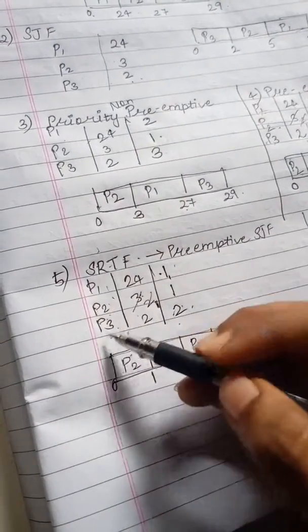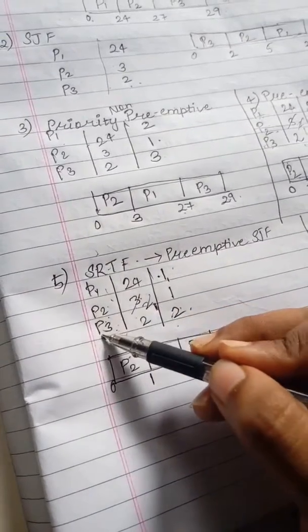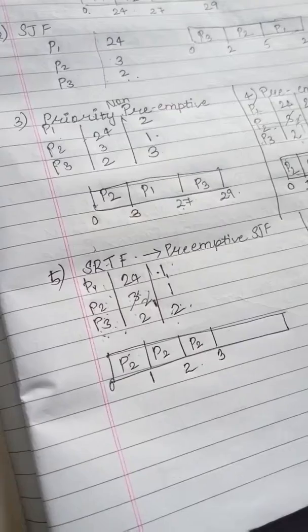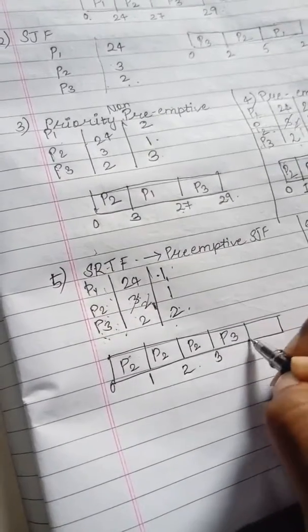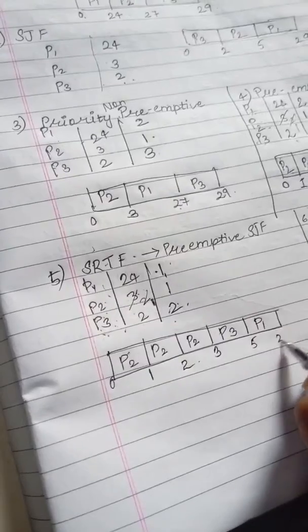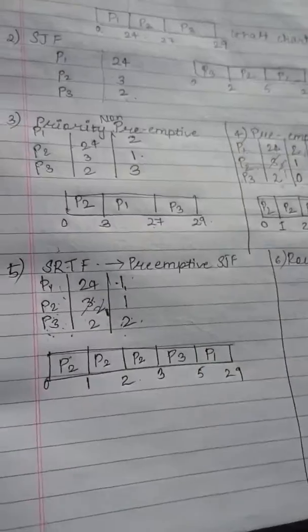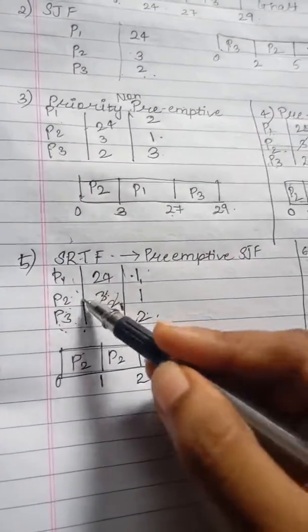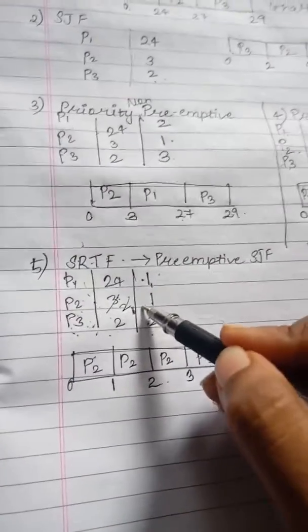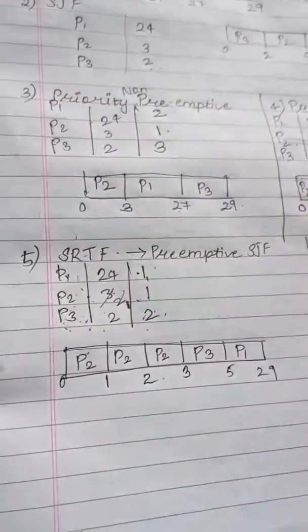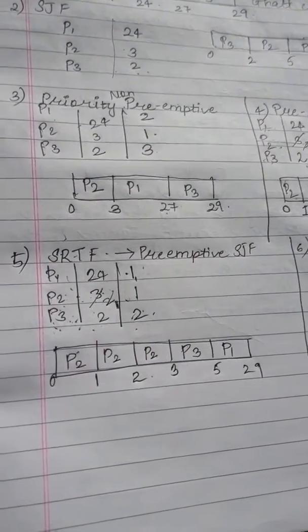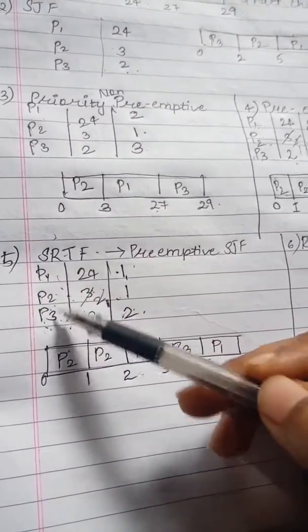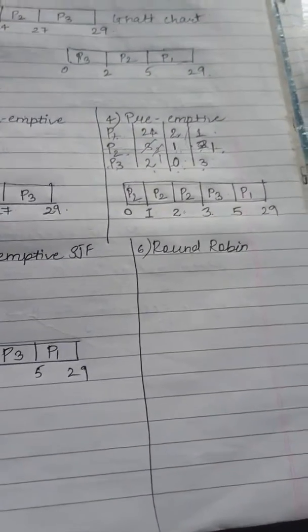Then we will check P3 and P1, which one is having the lowest burst time? P3 will get executed, and then P1. So I hope you understood this preemptive SJF. It's very important: if two processes have equal priorities or equal burst time, we have to consider them in FCFS fashion. Like here we have gone, same thing we have to do. Okay. Then comes round robin scheduling algorithm.